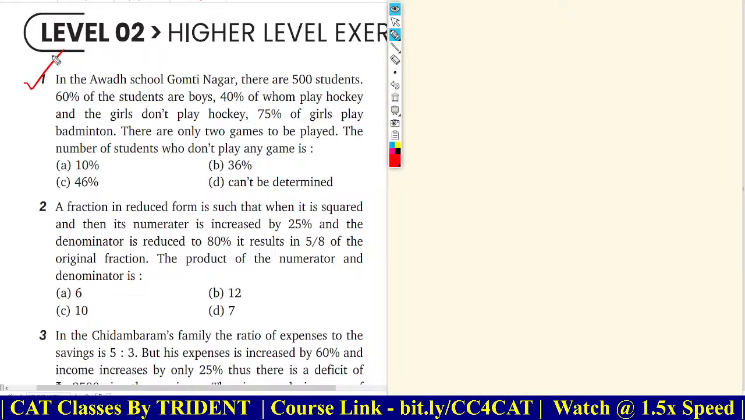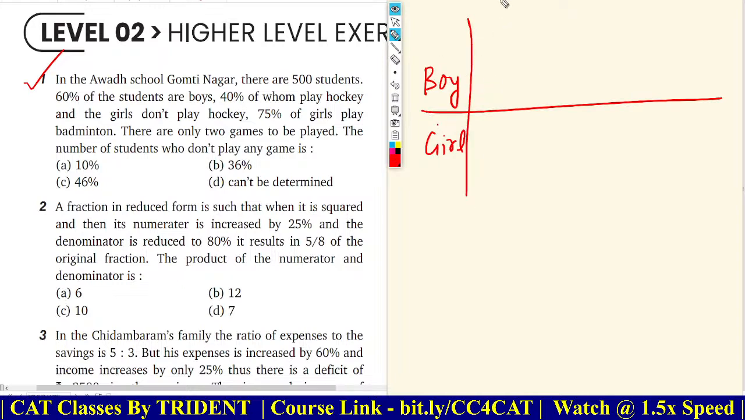It says in a school, there are 500 students. 60% of the students are boys, 40% of whom play hockey, and the girls don't play hockey. 75% of the girls play badminton. There are only 2 games to be played. The number of students who don't play any game. Now, if you realize, this is a typical table kind of a situation. So this is something like this: boy, girl.